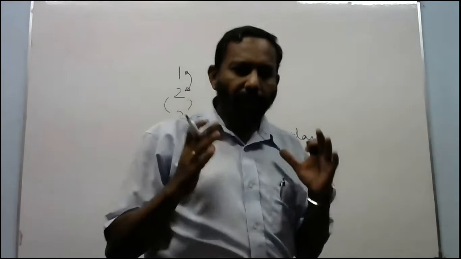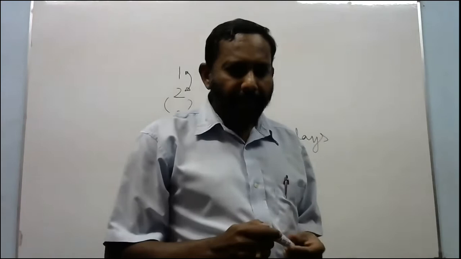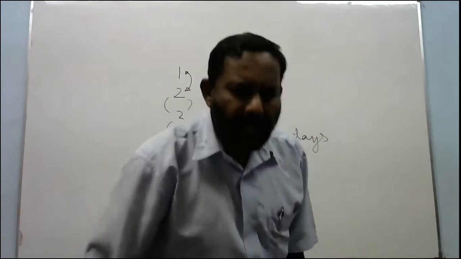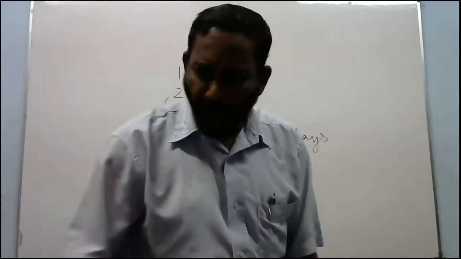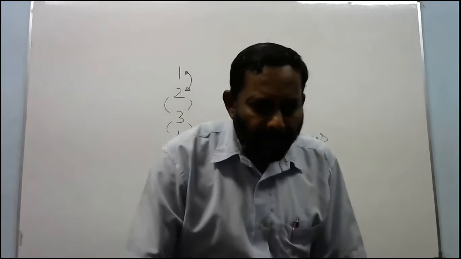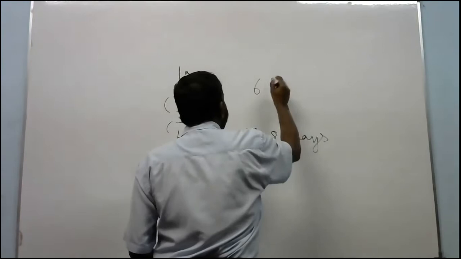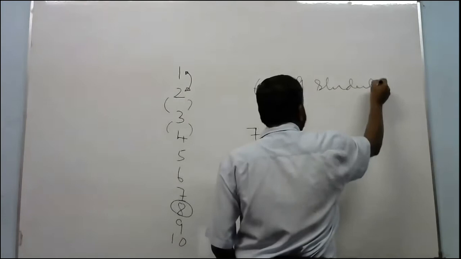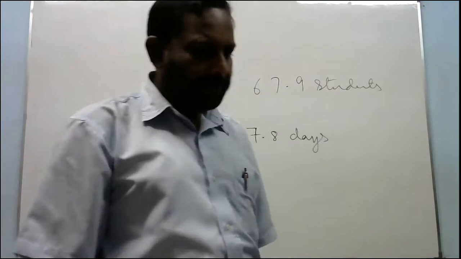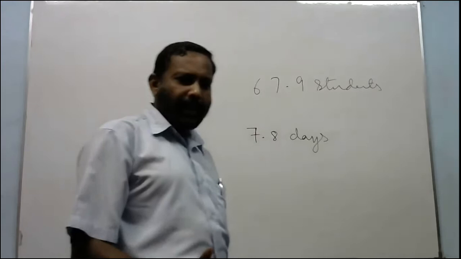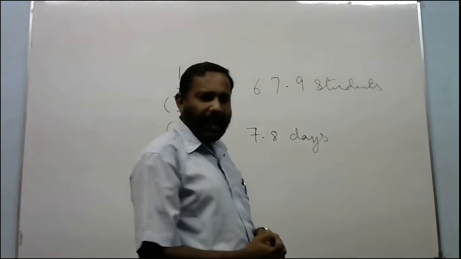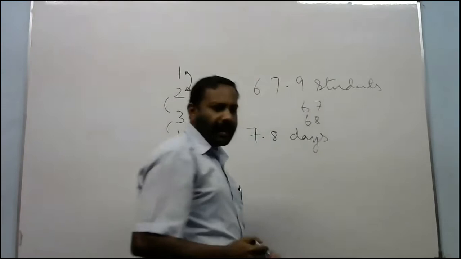Can I say today, in Zoom class attendance, let's say there are 68 attendants. In the Zoom class, if somebody asks how many students logged on to my lecture today, and I say 67.9 students attended my Zoom class, is that correct? Is it possible? No, it is not possible, isn't it? So either you have to say 67 or 68 students attended the class. You can't say 67.9 students.